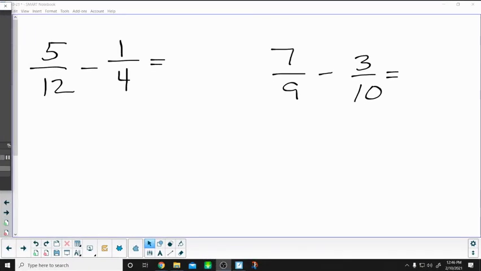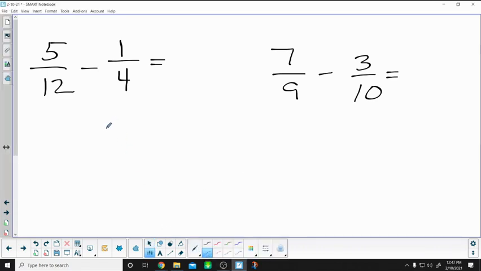In this video, we're going to subtract fractions with uncommon denominators. If you look at our problems, we have a 12 and a 4 on the left in my denominators, and we have a 9 and a 10 on the right, and none of them are equal, so we don't have any common denominators here. So in order to do this, just like with addition, we need a common denominator in order to perform these operations. So let's go ahead and get that common denominator.